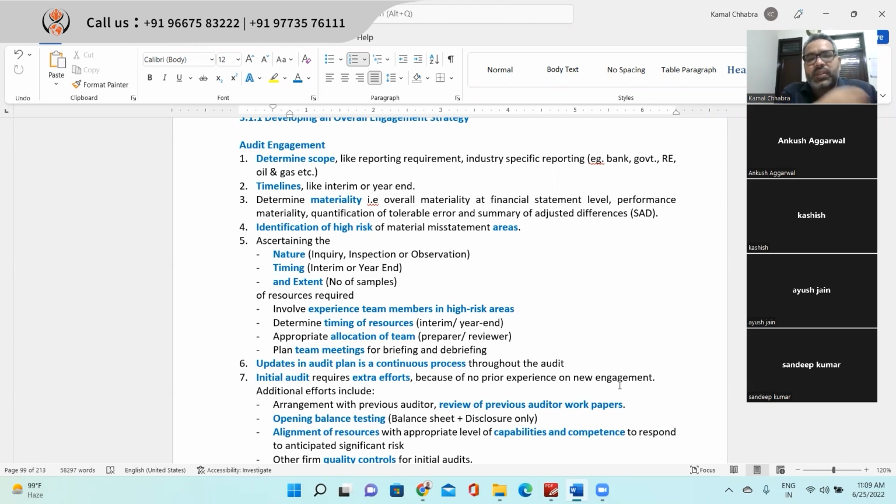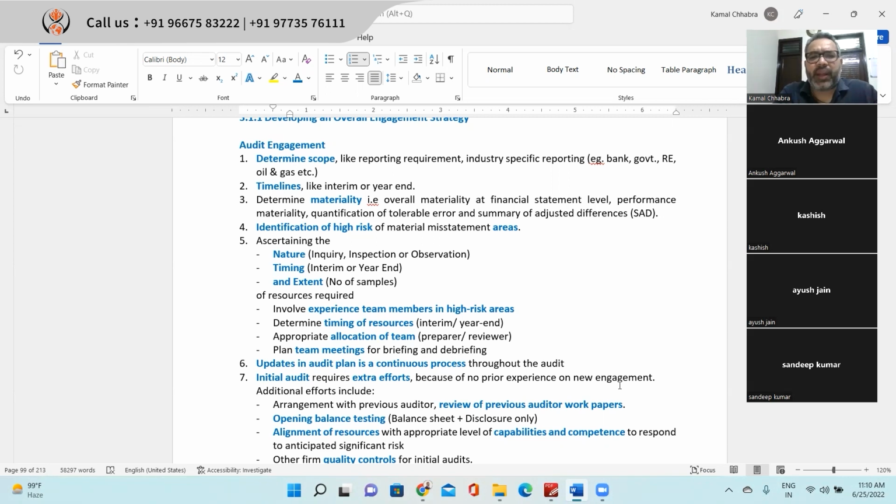Second thing is to understand the timelines of the engagement: interim, year-end, quarterly, like I said. Then determine the materiality. Materiality we'll be discussing in detail in 3.6, I think. But here, when you are doing the planning, at that point of time, a couple of things go hand in hand. Materiality also you need to assess at the very early stage, even though in the book we'll be discussing slightly later, but that goes hand in hand when you actually conduct the audit, right?